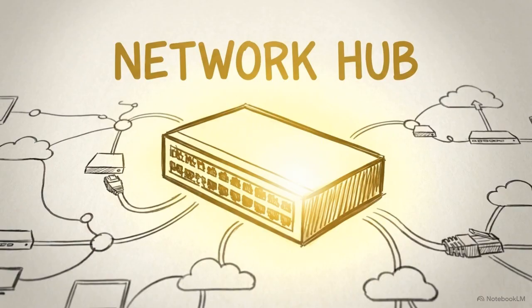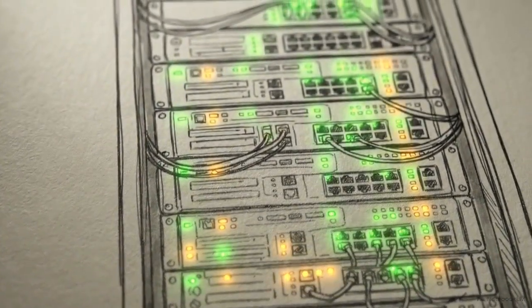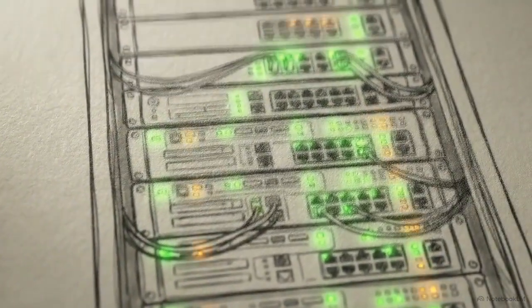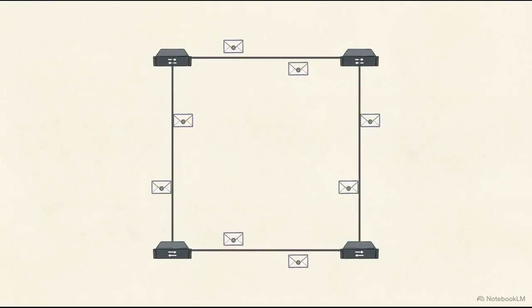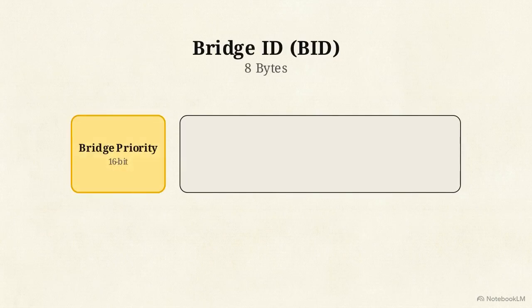The absolute first step of the algorithm is to elect a root bridge. When the network powers on, every switch blindly assumes it is the root bridge. They immediately begin transmitting Bridge Protocol Data Units, or BPDUs, to their neighbors to announce their claim. The election is settled using an 8-byte metric contained within those packets, called the bridge ID. This ID is split into 2 parts, a 16-bit bridge priority field and the switch's hardware MAC address.